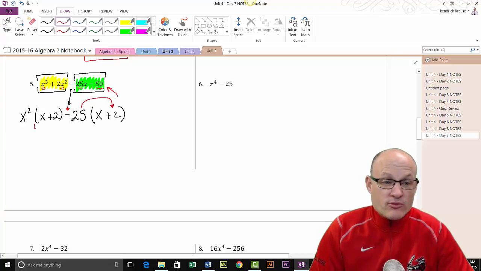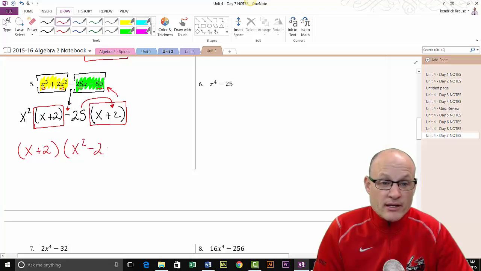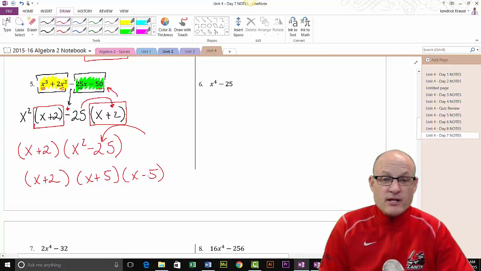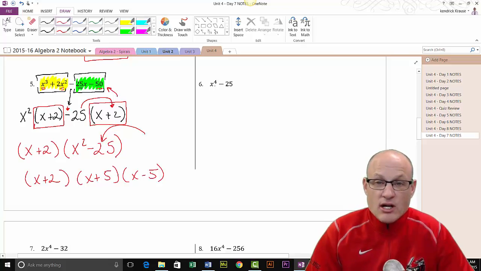The other thing I want to remind you of is these two things need to match. They need to match. So that's my first one, x plus 2. And I'm left with x squared minus 25. Well, I'm not done because this can be factored. So x plus 2, x plus 5, x minus 5. And I'm done.